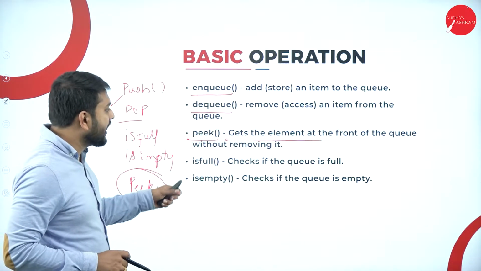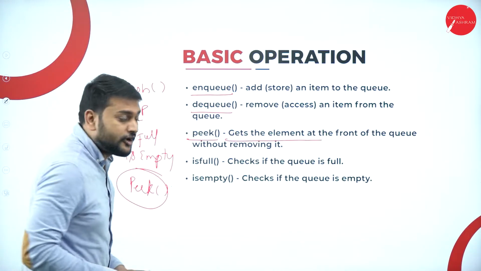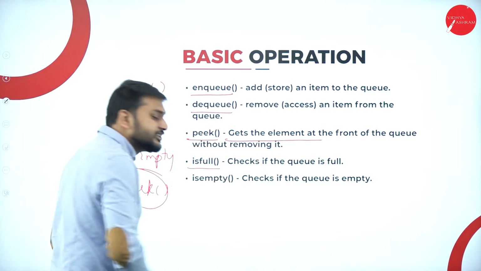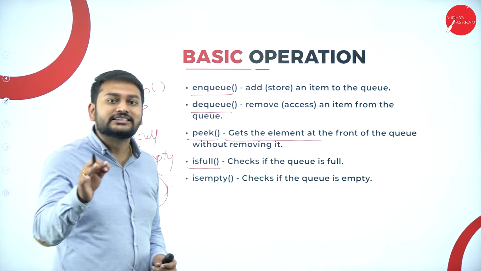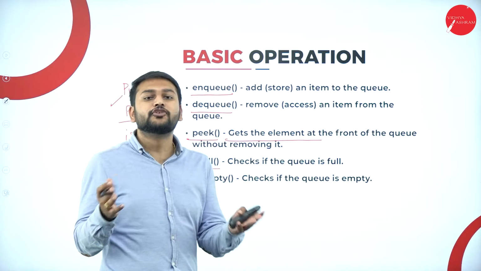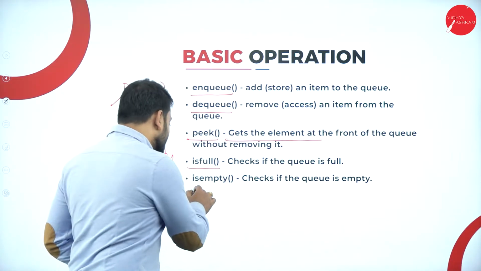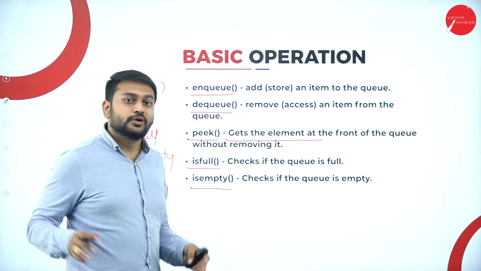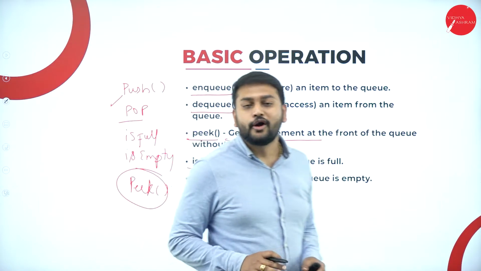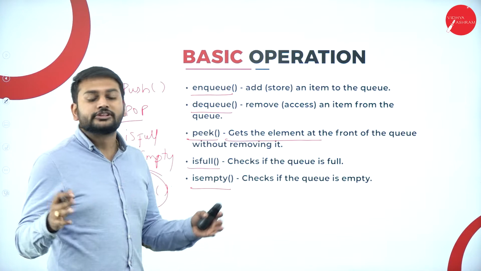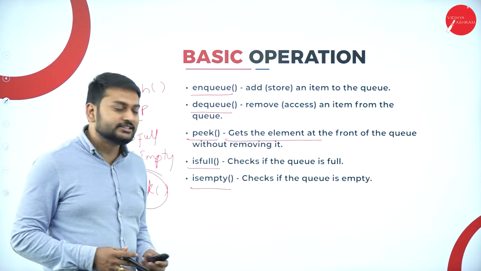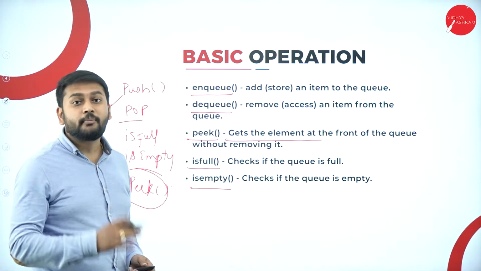In the same way, guys, the next operation is isFull. It works the same way. It will just tell me whether the queue is full or not. In the same way, isEmpty will check whether the queue is empty or not. So these are the different operations that we perform with respect to the queue. So let's understand these operations one by one.